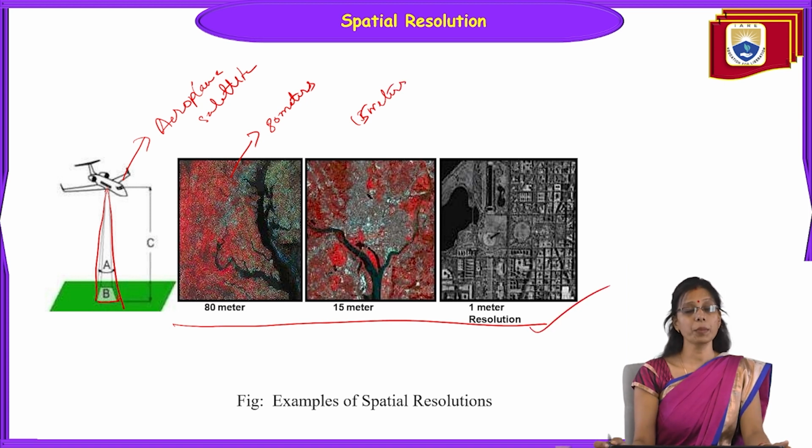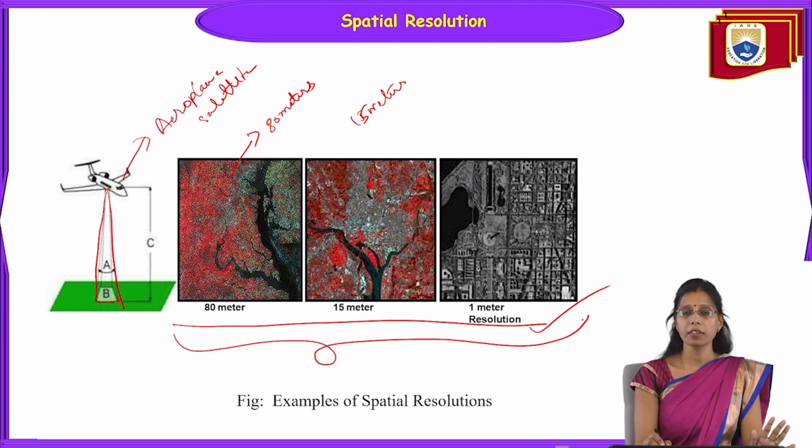And here we have 1 meter. So we have three different resolutions. Now, can you identify the difference between these three? I think we have discussed in aerial photogrammetry, at the time of scale discussion, that there are two types of scale, large scale and small scale, right?